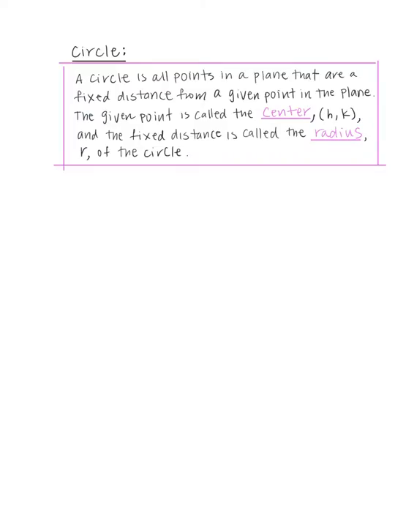Our next topic is the circle. Now, yes, of course, we all know what a circle looks like, but in math classes there is a formal definition to define a circle. So let's go over this together. A circle is all points in a plane that are a fixed distance from a given point in the plane. The given point is called the center, which is denoted by (h, k), and the fixed distance is called the radius, denoted by r, of the circle.